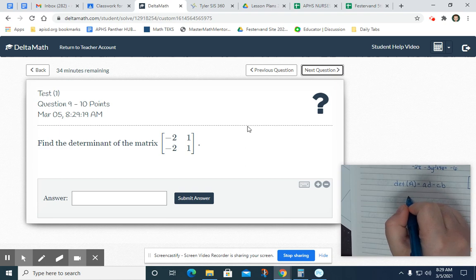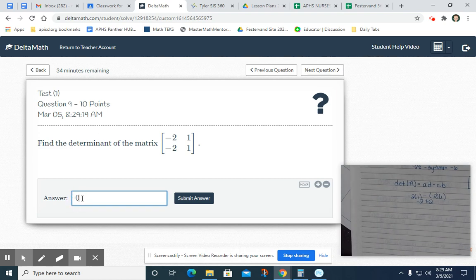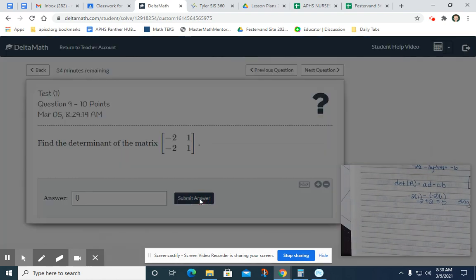So in this case, I'm going to have negative 2 times 1 minus negative 2 times 1. So it's negative 2 minus a negative 2. And our determinant is 0. Which means this matrix would be singular. We would not be able to find its inverse.